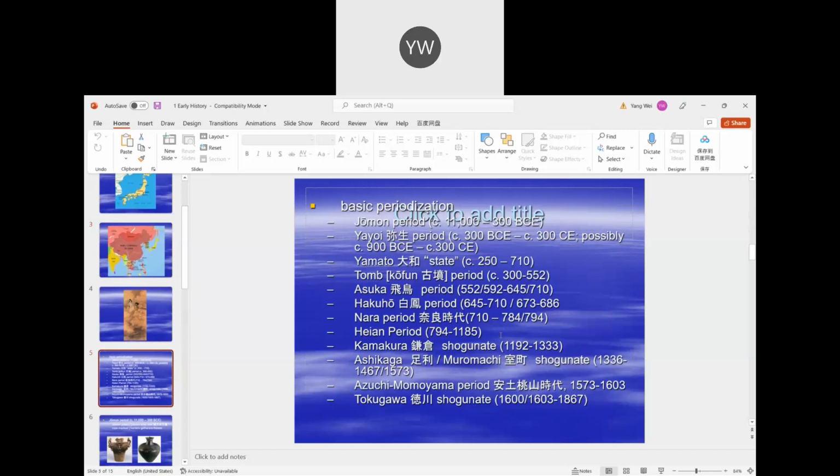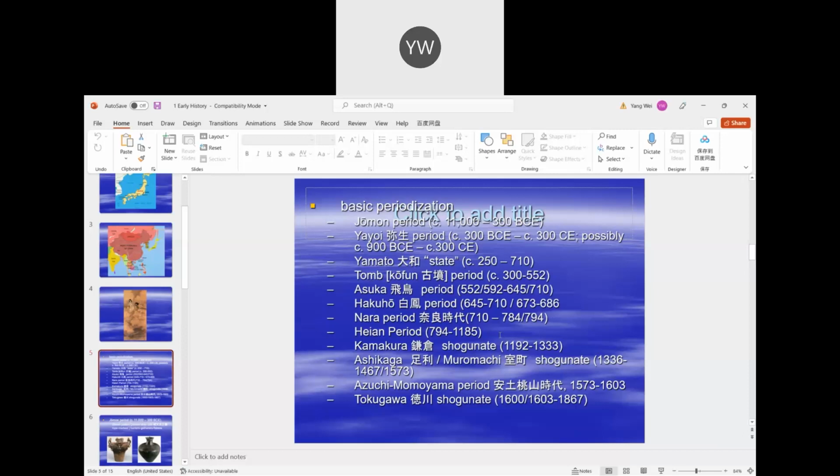This slide shows you some basic periodization of Japanese history. Periodization means that historians divide Japanese history into several periods, just for our own convenience. But keep in mind that all these so-called periods are modern inventions, okay?